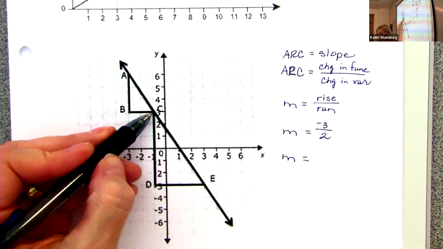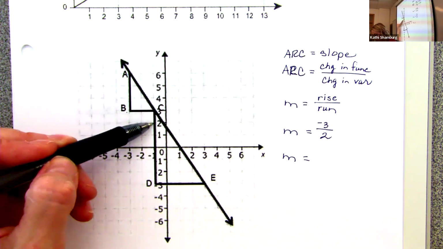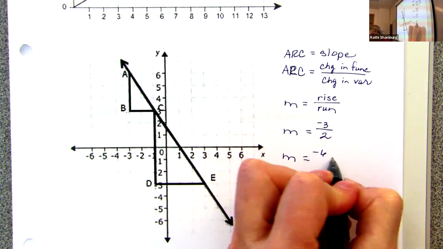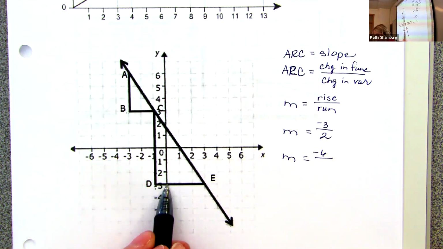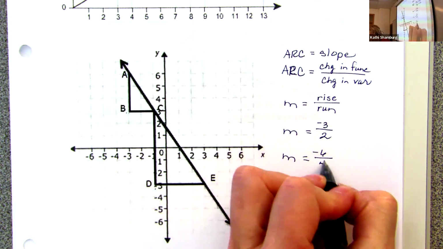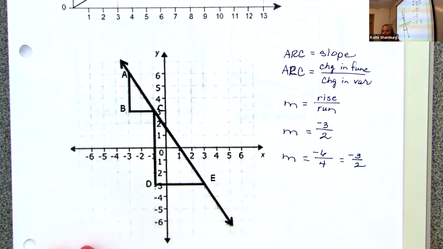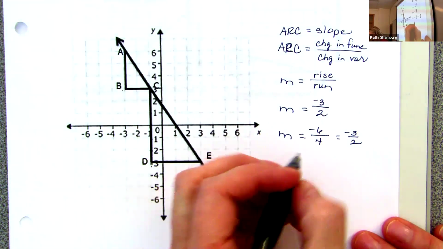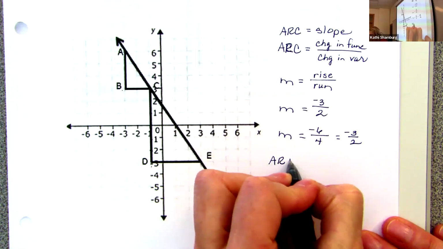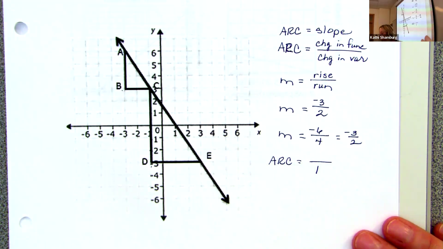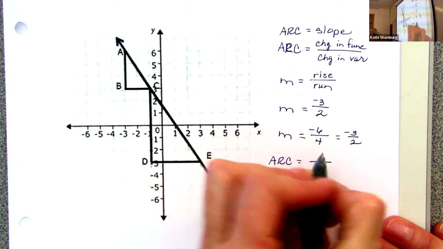If I did C, I would go down 1, 2, 3, 4, 5, 6, and run positive 1, 2, 3, 4, which simplifies to -3/2. But if I wrote it as an average rate of change, so I have a denominator of 1, what would my numerator become? -1.5.